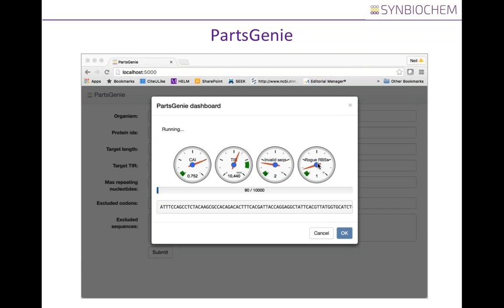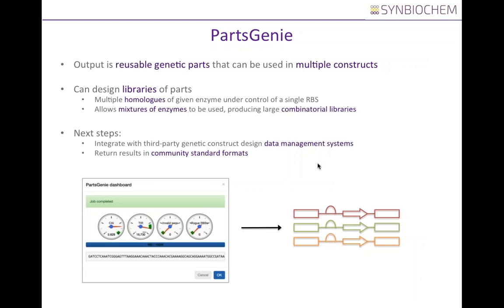So on the back end, on the server side, this is running a simulated annealing algorithm to iterate towards a solution that is good enough to allow us to design the parts that we require. The output of this is reusable genetic parts that we can use in a number of constructs. And we can put together libraries of parts as well. So as well as just doing a single enzyme, we can optimize multiple enzymes simultaneously. That way we can generate larger combinatorial libraries that allow us to perhaps try a number of different homologous enzymes simultaneously.